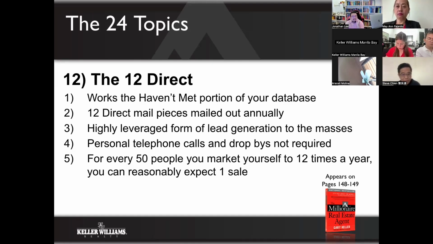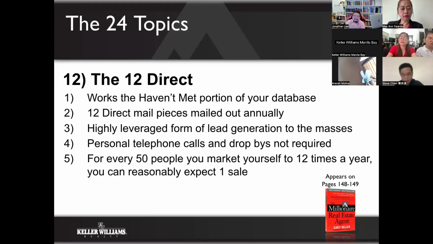So you have 50 people today in your database, or your "haven't met" portion. You keep on sending them mail 12 times a year. Every 50 people, you can expect one sale. I repeat, every 50 people that you connect with 12 times a year, for those you have not met, you could expect one sale. Because these "haven't met" are the targeted audience, right?